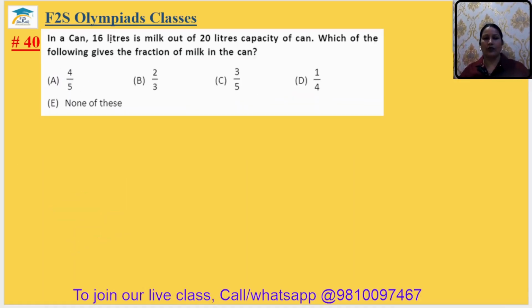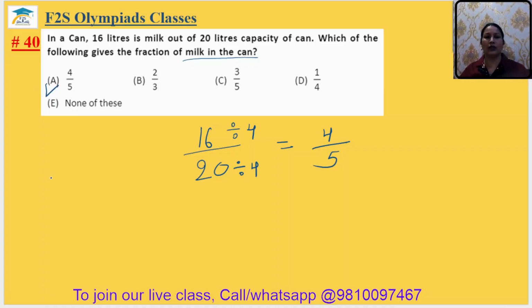Question number 40. In a can, 16 liter is milk out of 20 liter capacity of can. Which of the following gives the fraction of milk in the can? So 16 liter will be numerator, 20 liter full capacity will be denominator. Simplify it with 4 because 4 can divide both the numerator and denominator. It will be 4 upon 5. Where is it? We can see it is in option A. The 40th answer is option A.